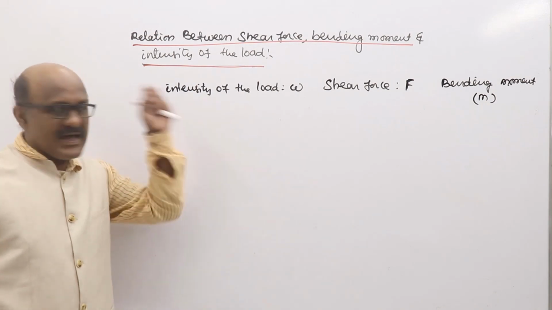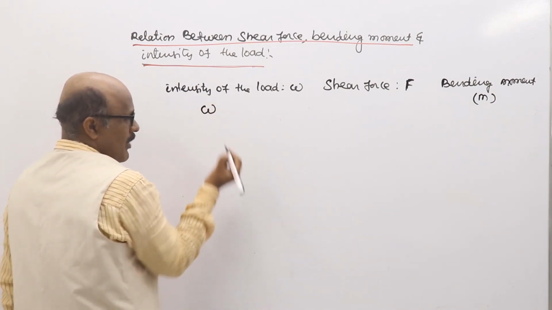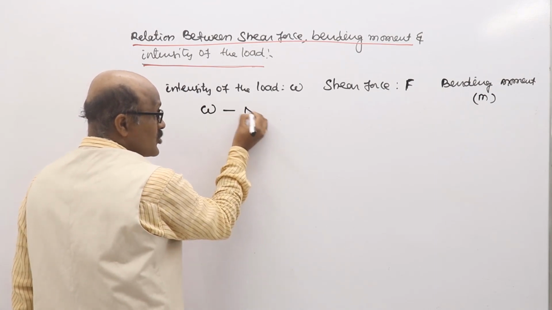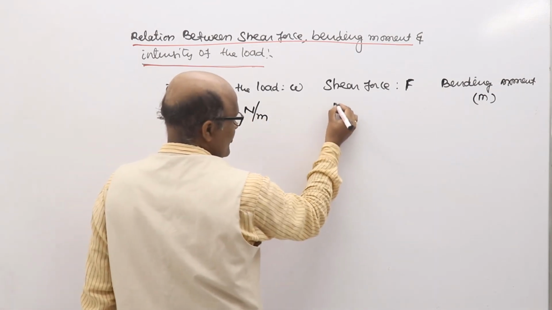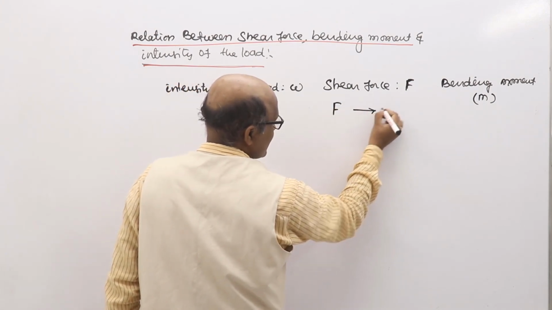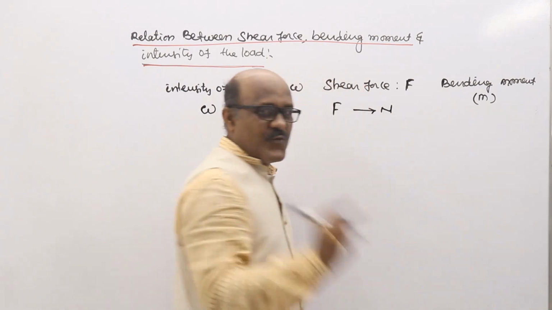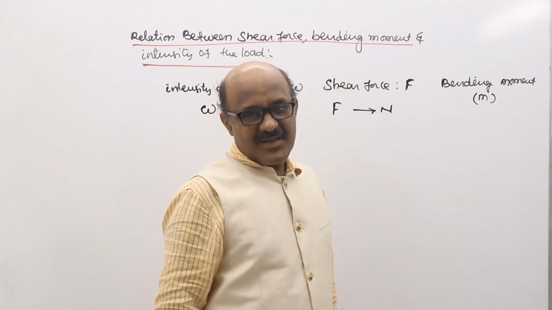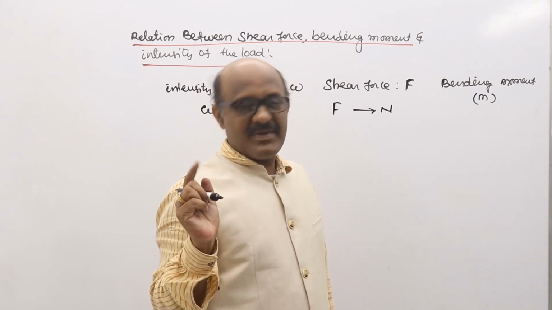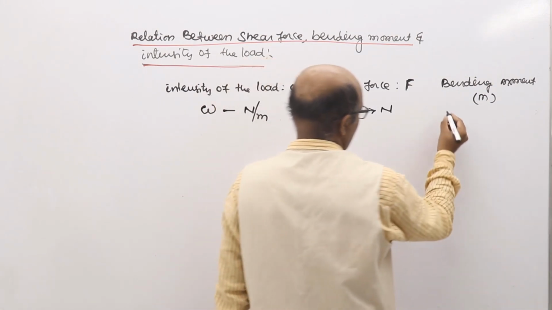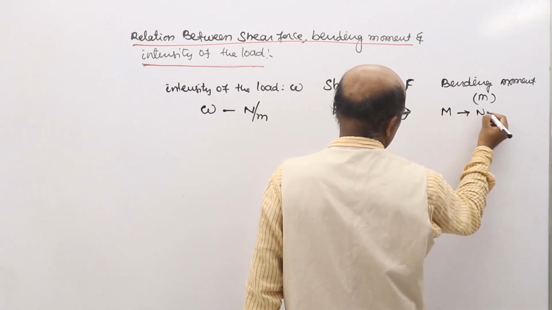So coming to W, what are the units? Newton per meter. What are the shear force units? Force, it is Newton. Now coming to bending moment: force into perpendicular distance. Force is Newton, perpendicular distance is meters, so Newton meter. The units of moment M are Newton meter.